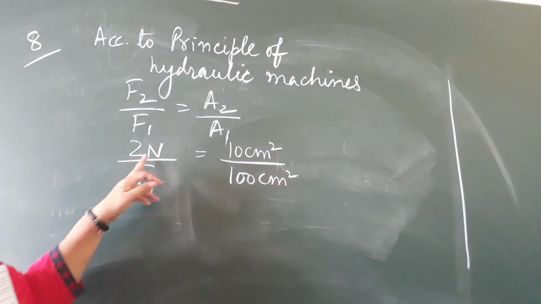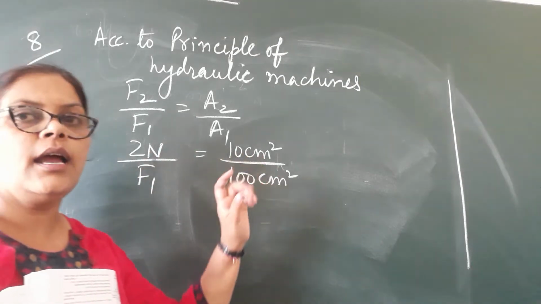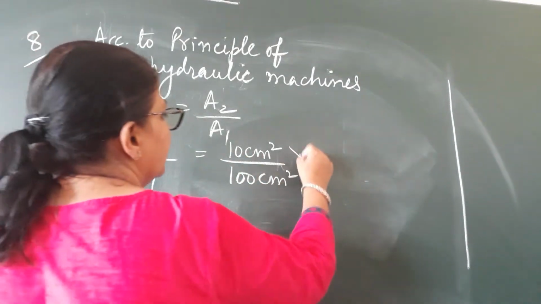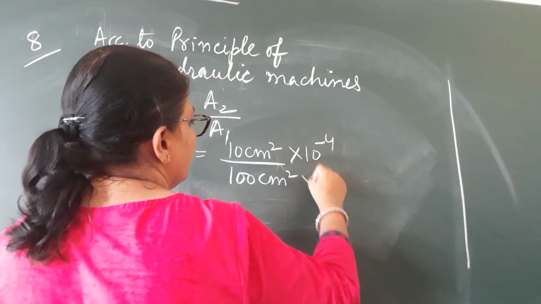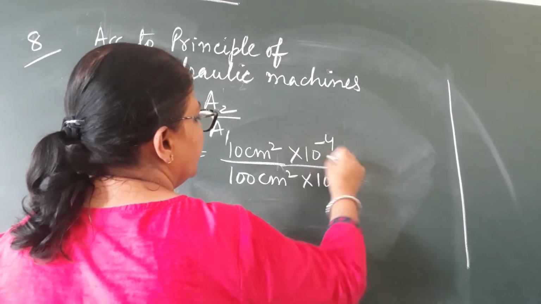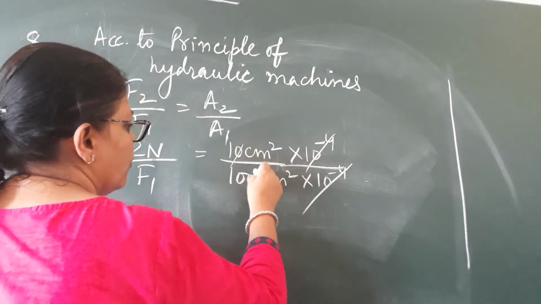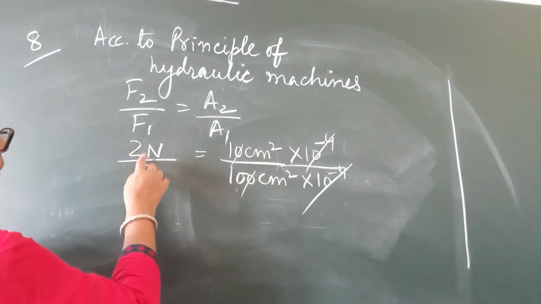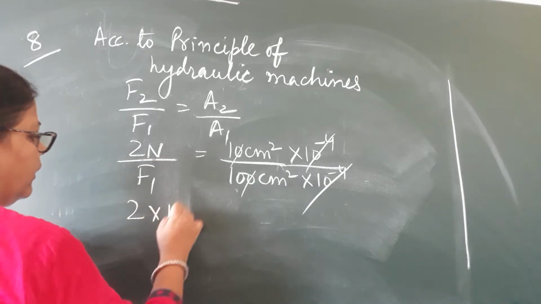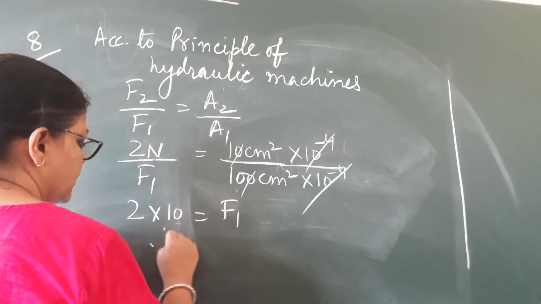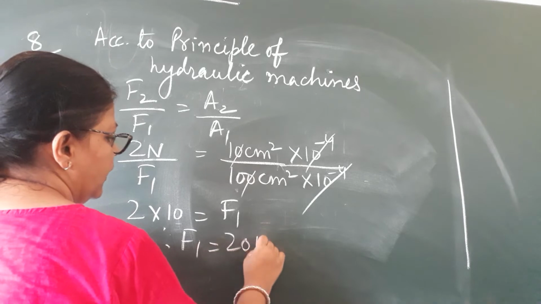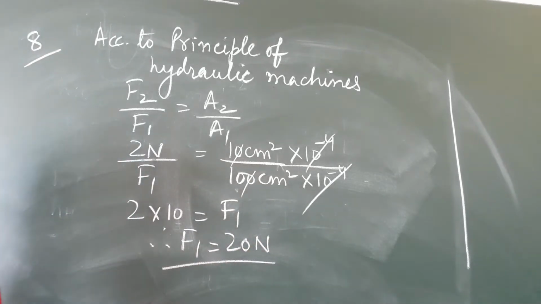You know that when the force is given in newtons, the area has to be in square meters. So we need to convert. That will be 10 to the power minus 4 and 10 to the power minus 4. This will automatically get cancelled. So what do we get? We cross multiply. We get 2 into 10 is equal to F1. So F1 will be 20 newtons. Okay children, so this is question number 8. I want you to have a look at how I have solved it using the principle of hydraulic machines.